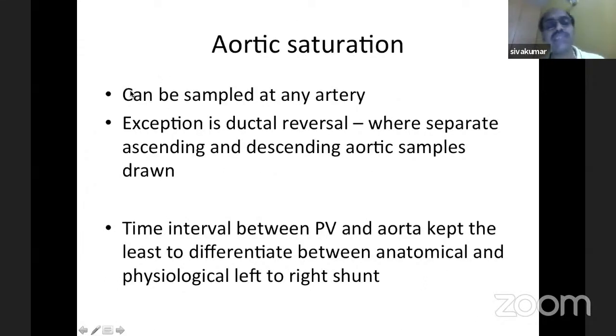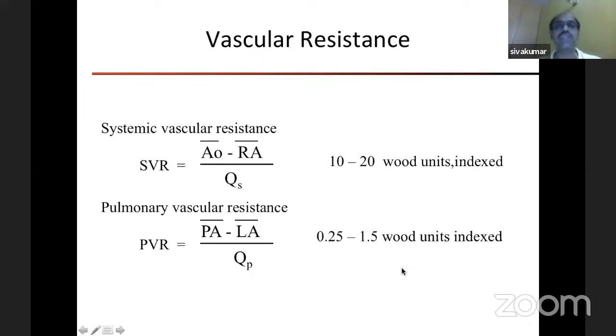Aortic saturation can be sampled at any artery, except in ductal reversal, where you have to calculate separately the ascending aorta and descending aortic sample. The time interval between PV and aorta should be kept very short to differentiate between anatomical and physiological left-right shunts.